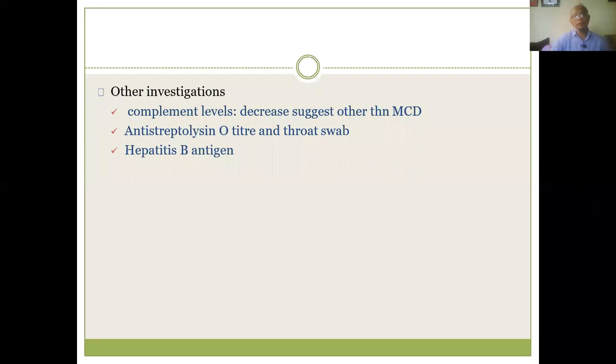Other investigations, you can do the complement level, and if complement level is decreased, then that may suggest other than minimal change disease. You can do the throat swab and ASO titer. You can do the hepatitis B antigen. If there is any history of jaundice, then you have to suspect whether these are due to viral causes. So other investigations depend on the high degree of suspicion of secondary causes.